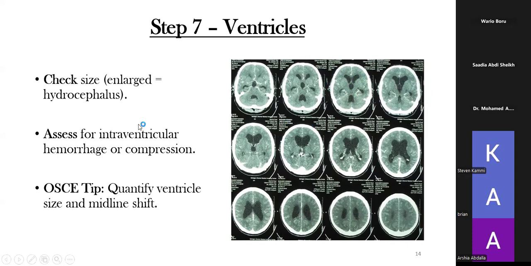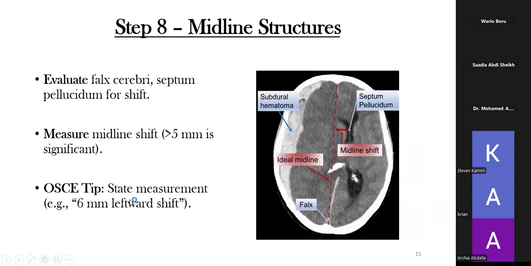So what are you assessing in the ventricles? You're checking if they're enlarged and the size. Then you assess for any intraventricular hemorrhage. So intraventricular hemorrhage, like you'd see some bright areas, like this one most likely the choroid plexus that you can be able to see over here, but I'll show you an image of intraventricular hemorrhage. Sometimes it can be compressed or it can be shifted. So quantify the ventricular size. So you say, are they dilated? Are they enlarged? And then discuss about a midline shift.